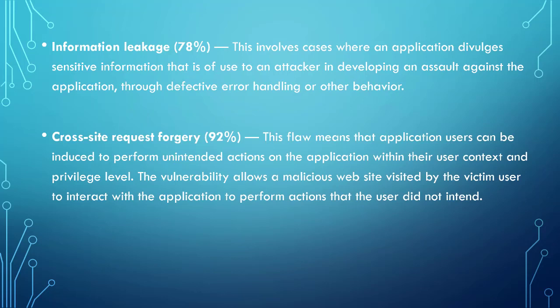Next one is information leakage. This involves cases where an application divulges sensitive information that is of use to an attacker in developing an assault against the application, through defective error handling or other behavior. Next one is cross-site request forgery. This flaw means that application users can be induced to perform unintended actions on the application within their user context and privilege level. The vulnerability allows a malicious website visited by a victim user to interact with the application to perform actions that the user did not intend.